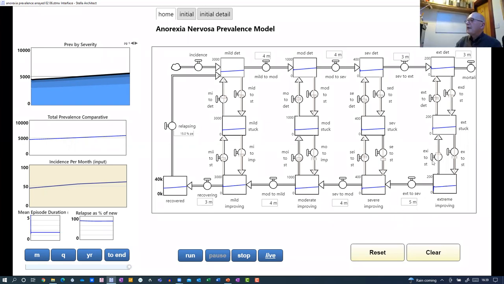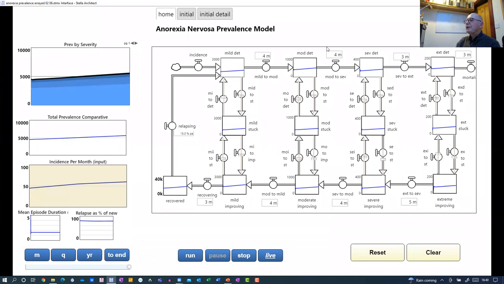Yeah. And actually, I've just run the model now, so I'll explore a little of what you said. The movement from left to right is how many months it might take to move between these levels of BMI, downwards and upwards.